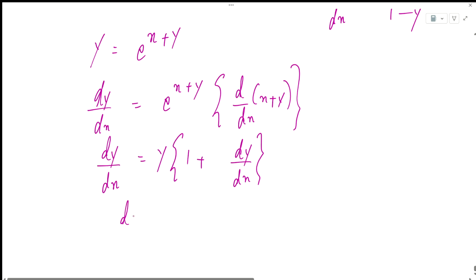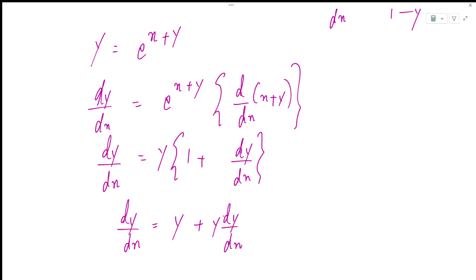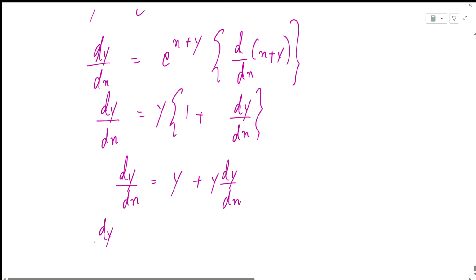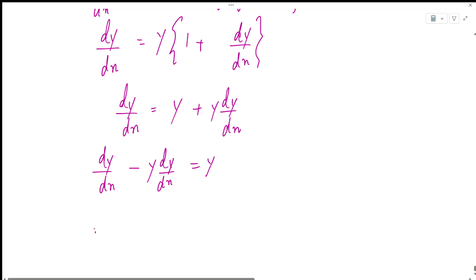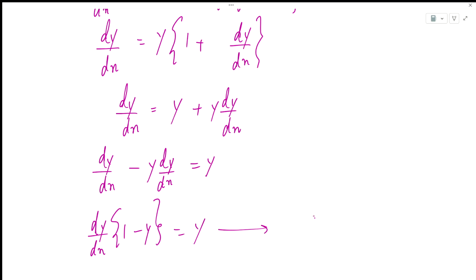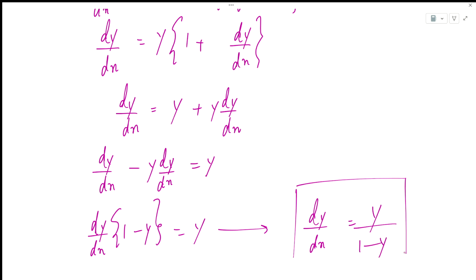So now this dy by dx is y plus y into dy by dx. If you take this stuff to the left hand side, you will have dy by dx minus y into dy by dx equal to y. So dy by dx into 1 minus y is equal to y. So this gives me dy by dx is equal to y upon 1 minus y. So this will be the answer to this question.